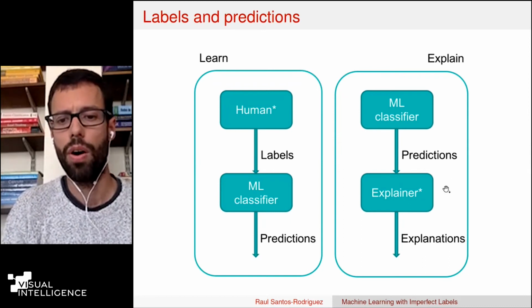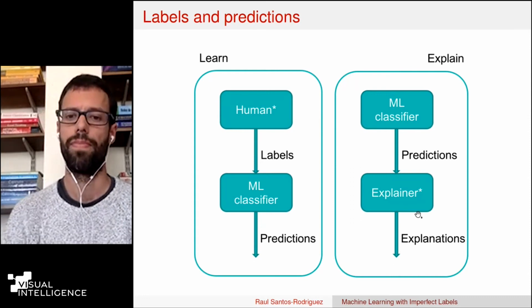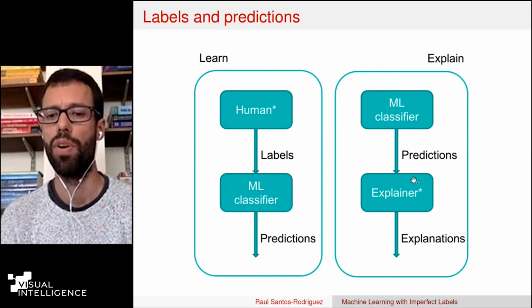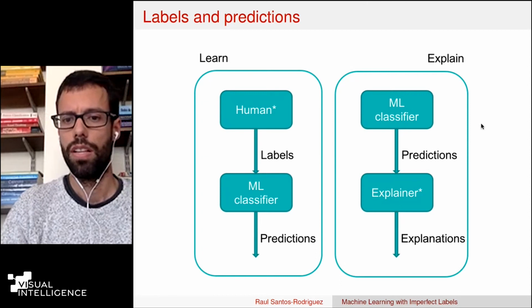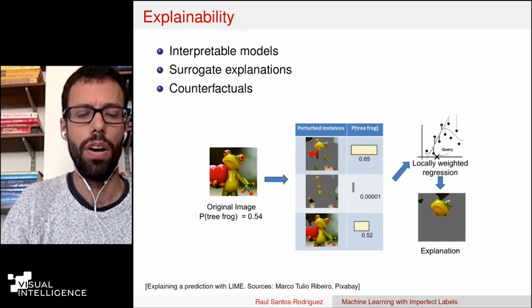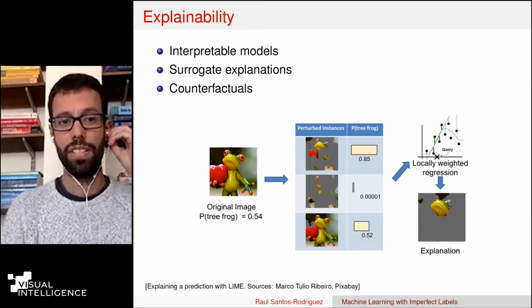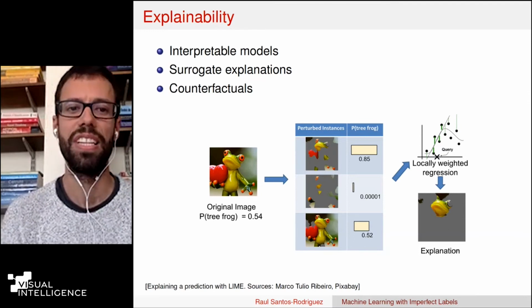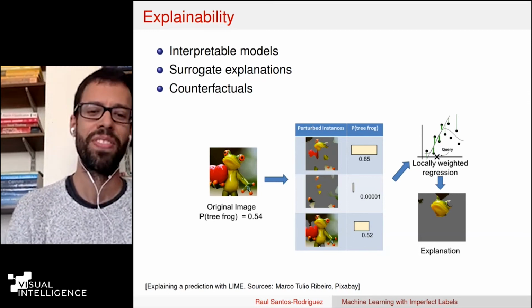And for that reason, I will explore more the role of this human in a few slides. But I'm going to focus now a bit more on the role of this explainer that tends to come after the classifier, and see what happens with imperfect labels and imperfect predictions there. So for people that have seen explainability before, this is going to be the quickest of summaries. For people that haven't seen it before, then I hope it's a good enough introduction.